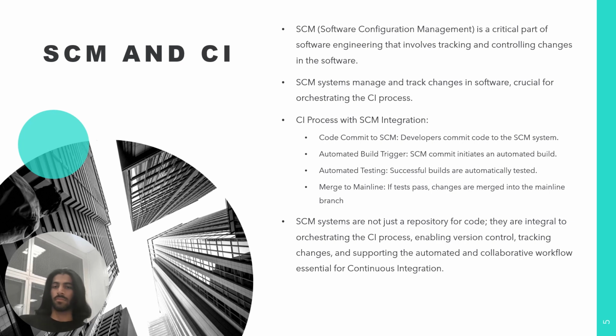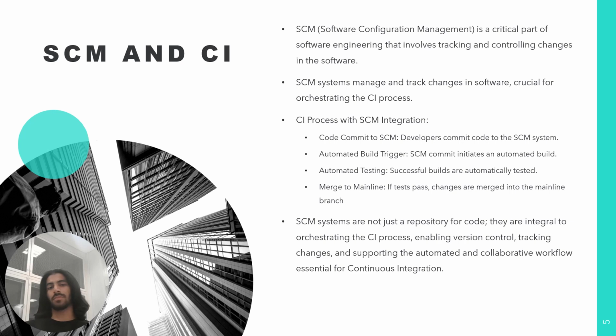Similarly, we can go along this line and say that SCM systems manage and track changes in the software, which are usually crucial for orchestrating CI processes. Usually in a big code base, there's not just one pipeline; there's a bunch of continuous integration pipelines that all converge into a deployment product or a deployment phase.